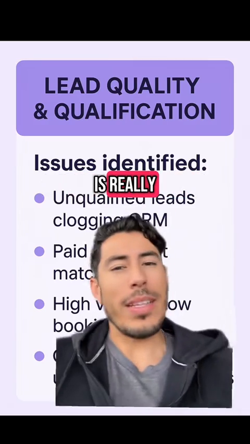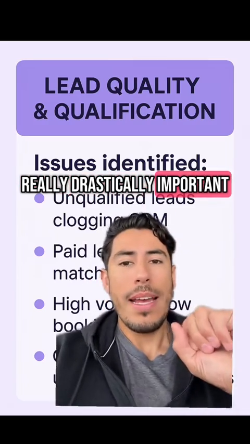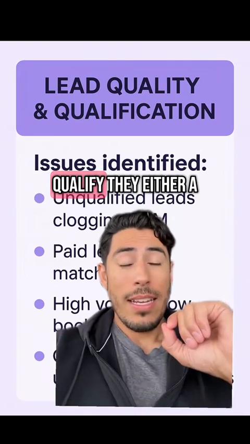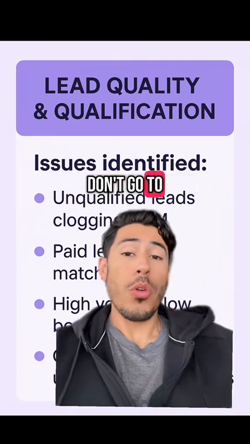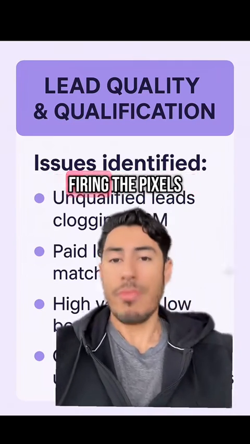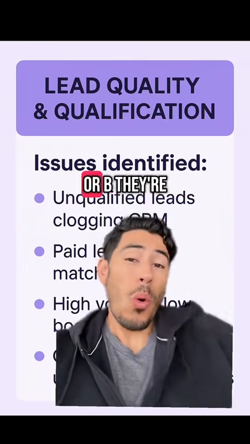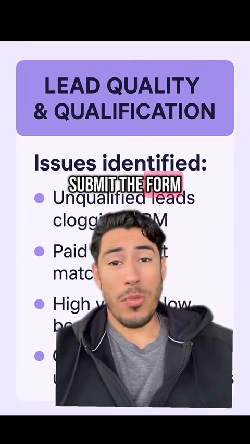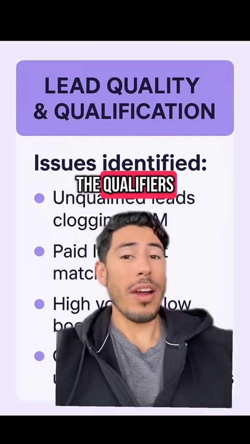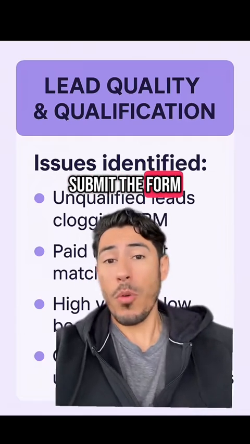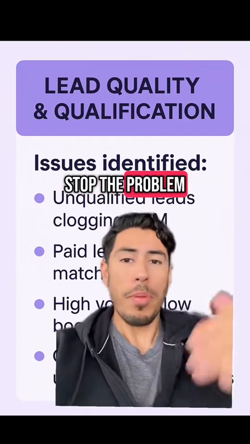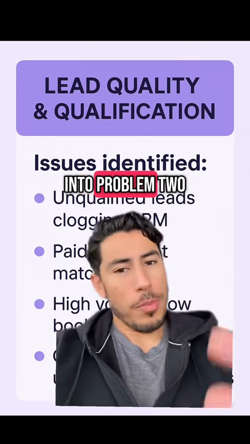Second, and this is really, really drastically important: if they don't qualify, they either A, don't go to the submission page, firing the pixels and the algorithms, or B, they're not allowed to submit the form. The easiest thing is to make the qualifiers such that you have to be qualified to submit the form. That will immediately stop the problem. Then we'll go into problem 2.